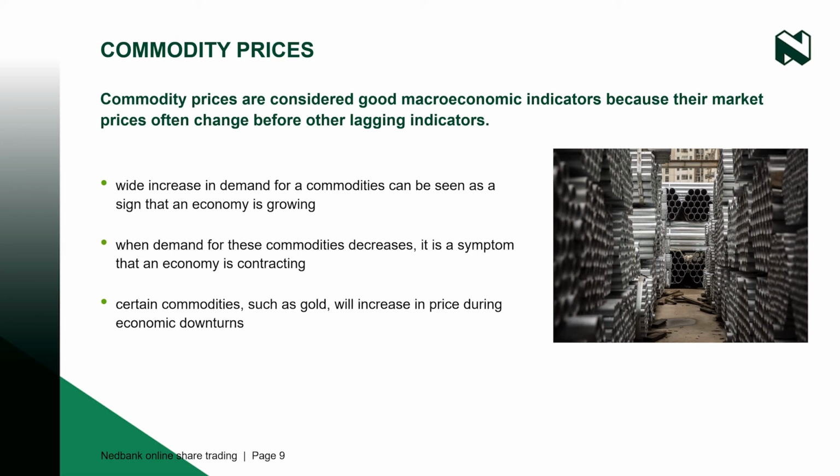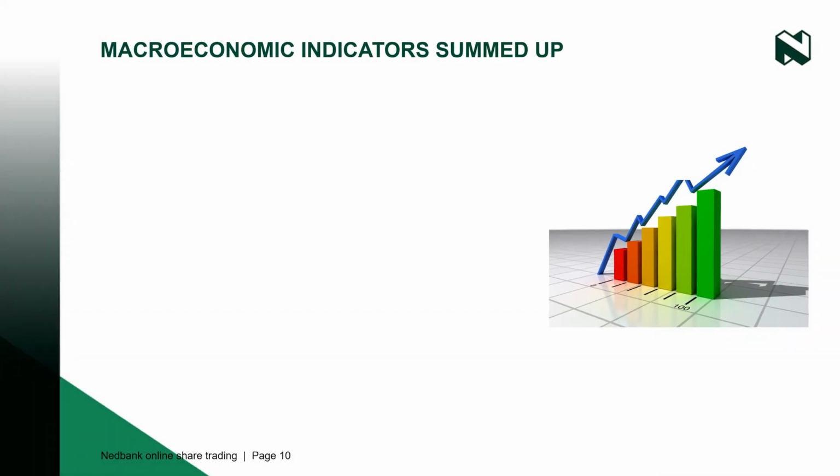Gold is considered a safe haven asset, so investors consider it a store of value during periods of economic uncertainty. If the price of gold rises, it can be a sign that the economy is slowing, and investors are seeking out more stability. If the price of gold declines, it is a sign that investors are moving their money into higher risk assets. Let's summarize macroeconomic indicators.